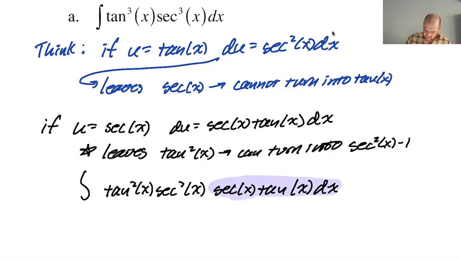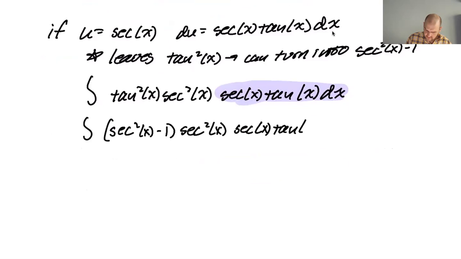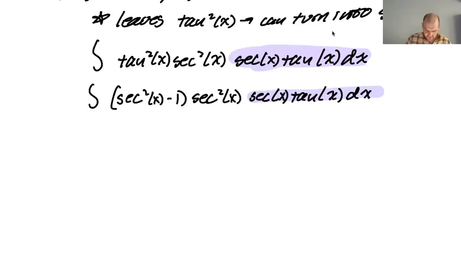Now, once we've decided what to save, turn everything else into the thing it needs to be, right? So u is equal to secant. I need to turn all my tangents into secants. But I can do that because tangent squared is secant squared minus 1. So I get secant squared minus 1, secant squared, and then secant tan. Sometimes people try to invent a function called sectan, which does not exist. We're saving this.